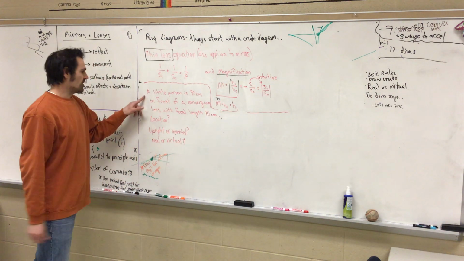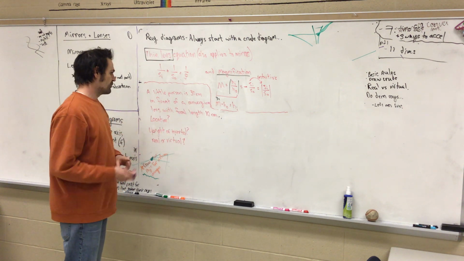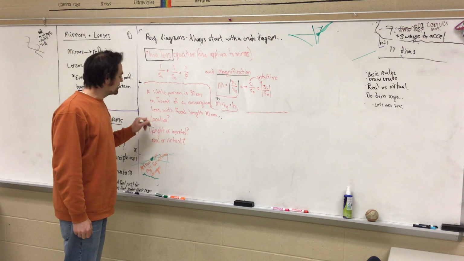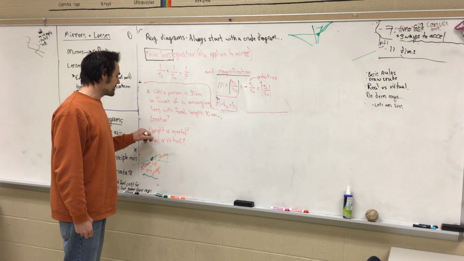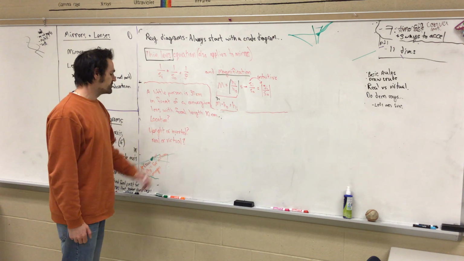A little person is standing 30 centimeters in front of a converging lens with focal length 10 centimeters. I want to know the location of the image. I want to know whether the image is upright or inverted. And I want to know if it's a real or virtual image.